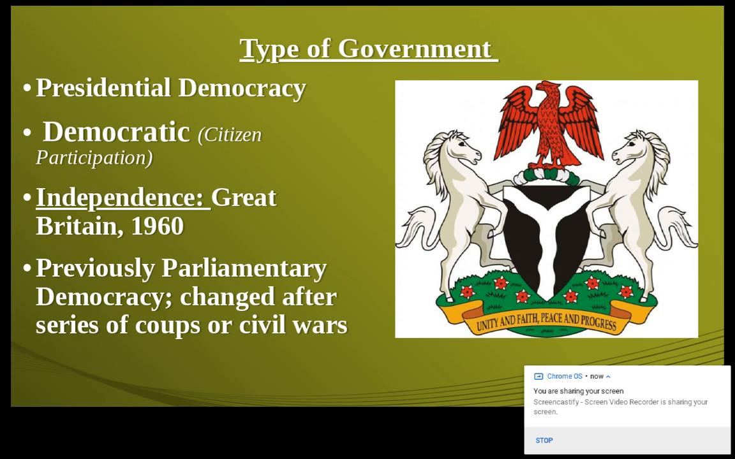Now, I'm not sure if you remember this, but in a presidential system of government, the people vote for the president in a separate election from the legislature or the lawmaking body. Now, some of y'all pointed out when we were talking about independence and nationalism in Nigeria, we had mentioned it had been a parliamentary democracy. Yes, it was a parliamentary democracy, but due to issues with the government, such as military coups or civil wars, it changed to being a presidential democracy. So again, the most important thing to know about Nigeria's type of government is that it's a presidential democracy and that its citizen participation is democratic.